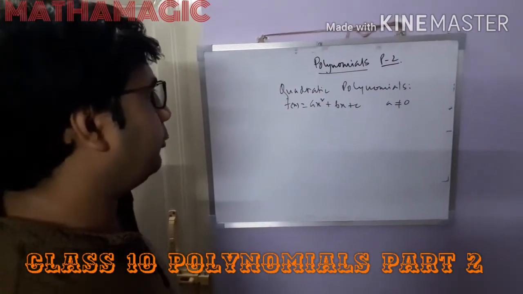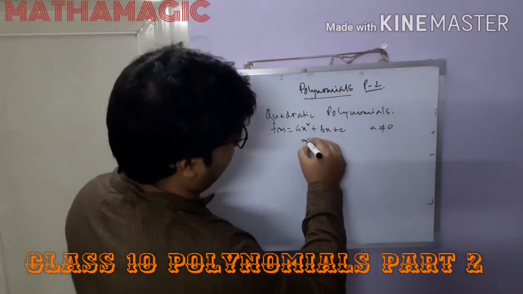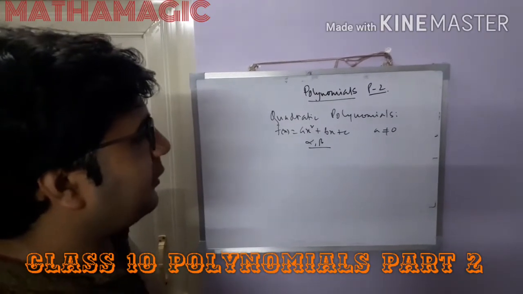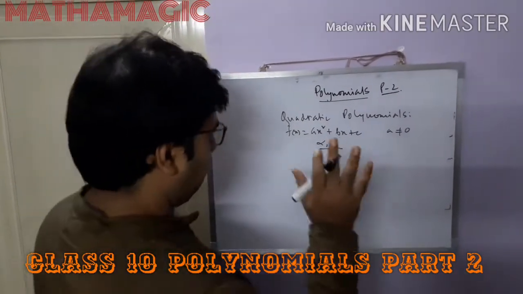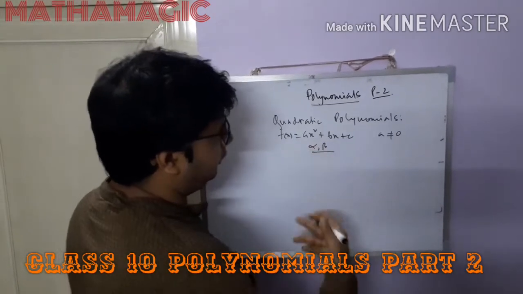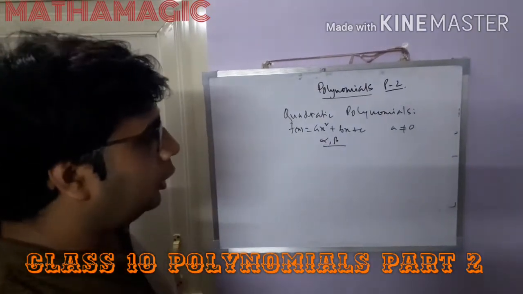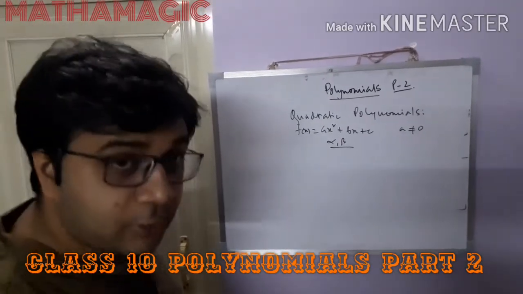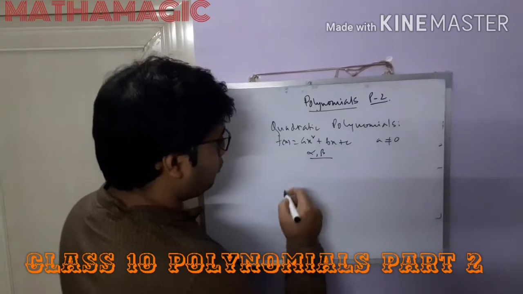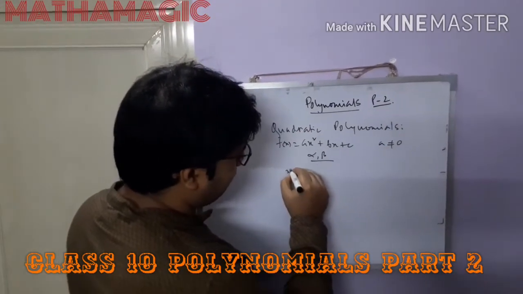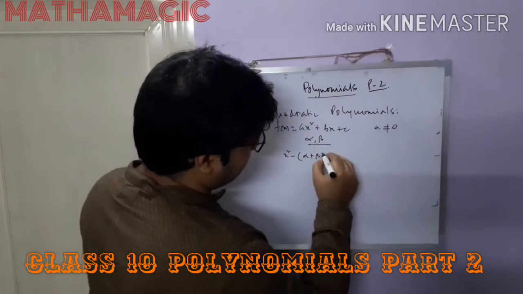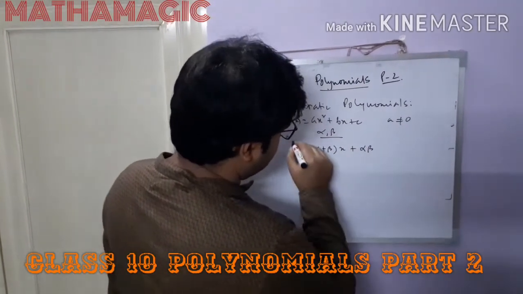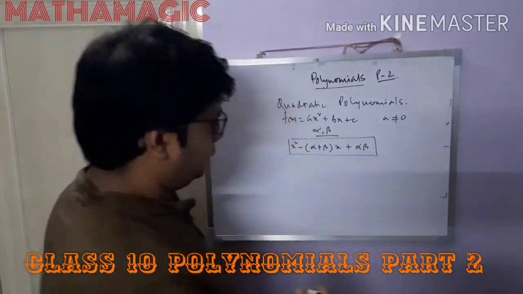Now, in case of a quadratic polynomial, if we have two roots, alpha and beta, and if the roots are known, then how can we find the equation? I'll repeat it once again: if the roots of the quadratic polynomial are known, how can we use those roots to find the quadratic polynomial? In order to do that, we simply write x square minus alpha plus beta into x plus alpha beta. Just note it down.